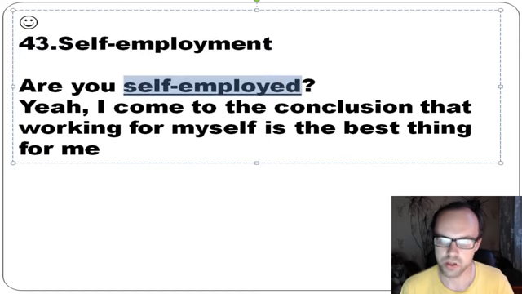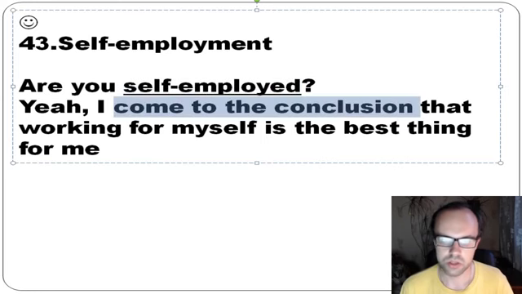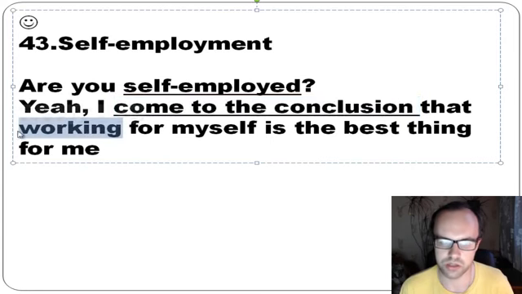So do you work for yourself? Yes. Oh yeah, I come to the conclusion. So I have this idea in my mind. As a result, or in the end, I come to the conclusion, nice phrase, that working for myself. So gerund, doing something, that working for myself is the best thing for me. That I work for myself and it's the best thing for me.